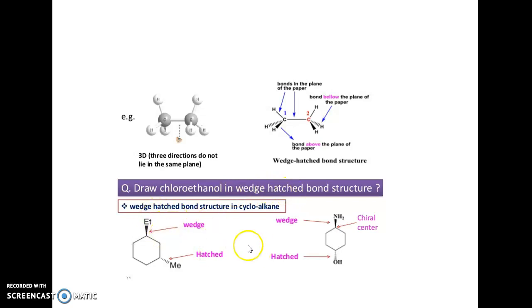So these are some of the cyclic compounds showing the wedge hatched bond structure, especially this carbon ethyl bond is above the plane, so it is given by wedge. The carbon methyl bond is below the plane, so it is given by hatched structure. So like this we can discuss the wedge hatched bond structure and how it can be written for a molecule containing more than one carbon. You need to represent the bonds below the plane and above the plane of the paper.